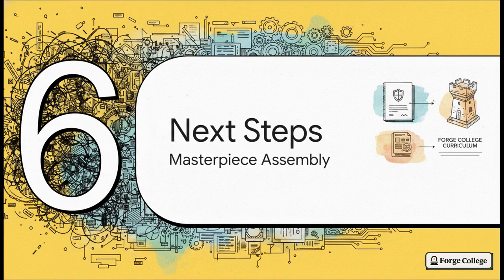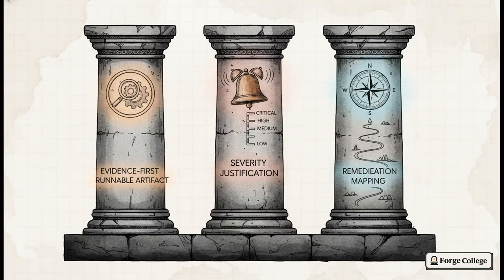And finally, Section 6, Next Steps and Conclusion. As you wrap up your work, I want you to basically burn these 3 guiding principles into your mind. Number 1, evidence-first documentation. Never ever rely on just a verbal description. Always have a runnable artifact. Number 2, explicit severity justification. Use the rubric to explain exactly why a bug is critical. And number 3, actionable remediation mapping. Always provide a clear, prioritized path for the developers to actually fix the code.